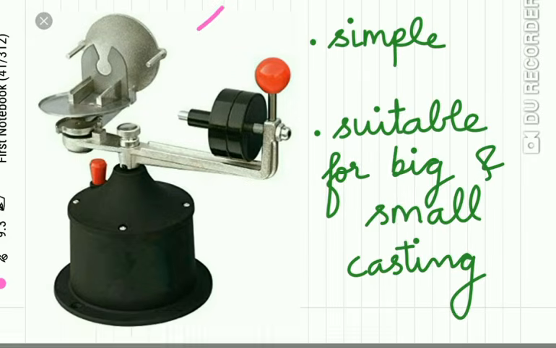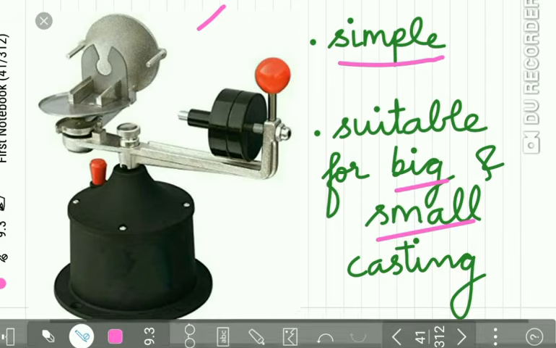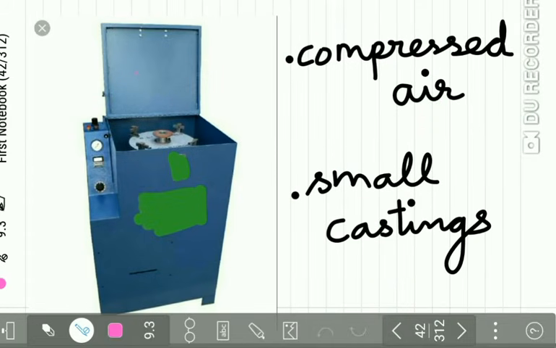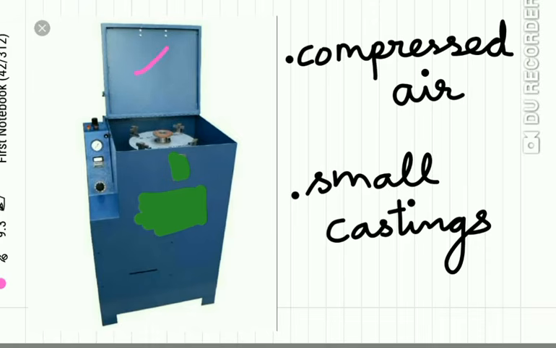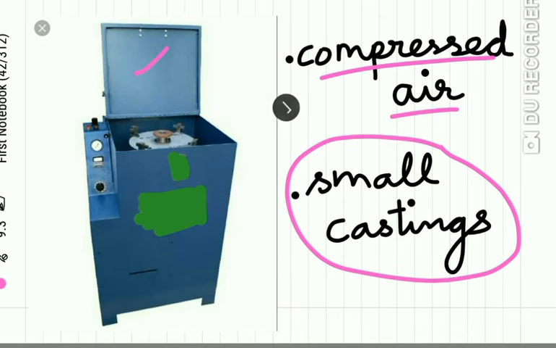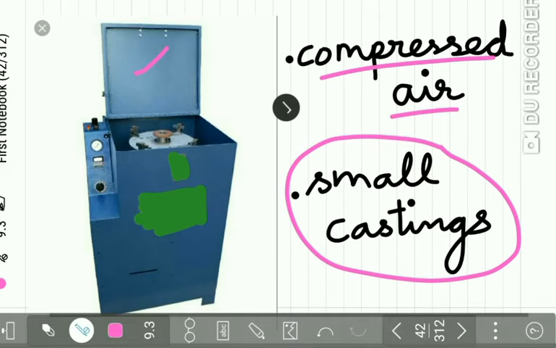Now, this is the machine which uses the centrifugal force for casting. The advantage of this machine is that it has a very simple design and it is suitable for big as well as small casting. While this is a casting machine which uses air pressure for casting, it uses compressed air, but due to complications, this is suitable only for small castings.